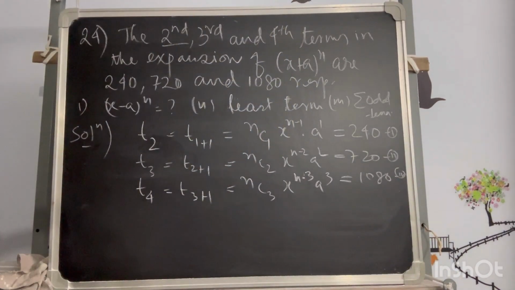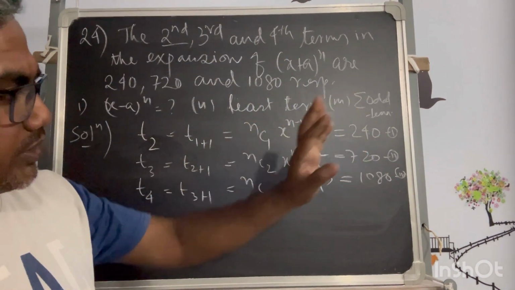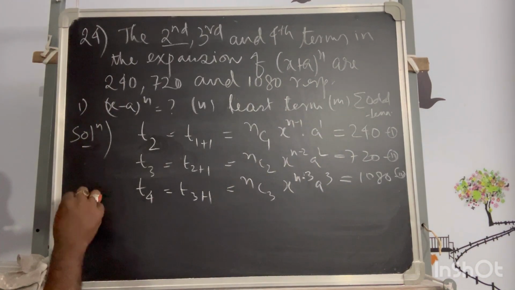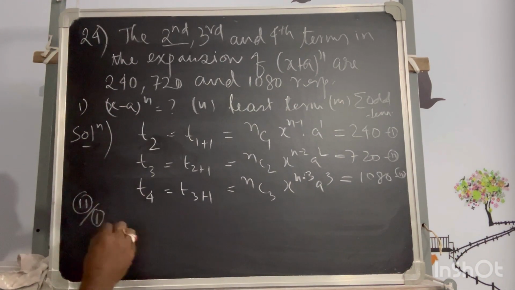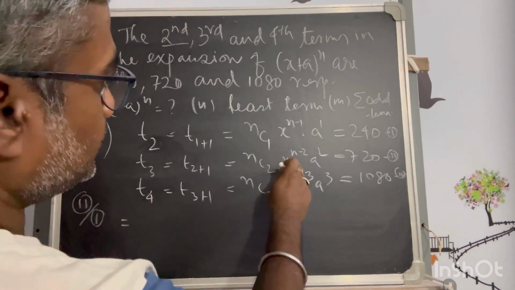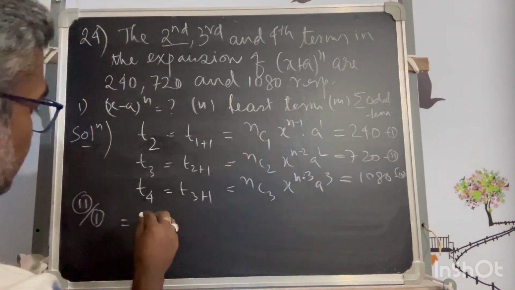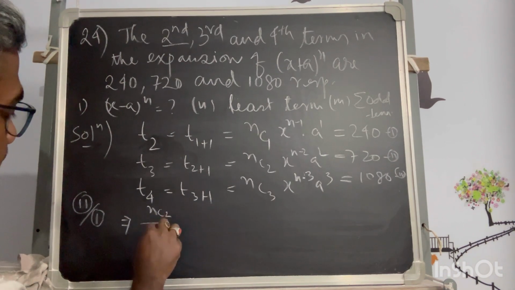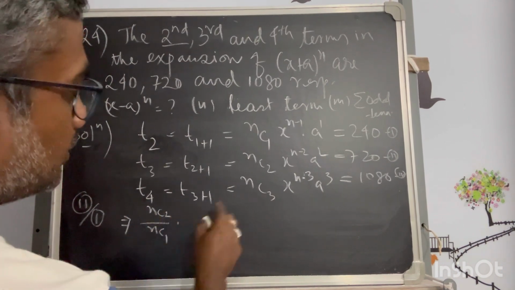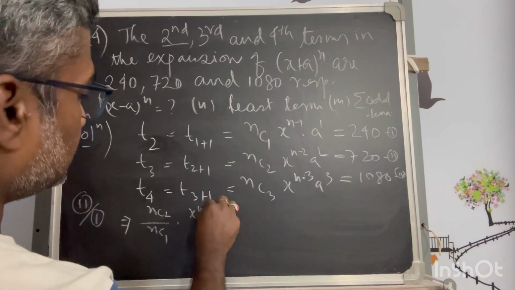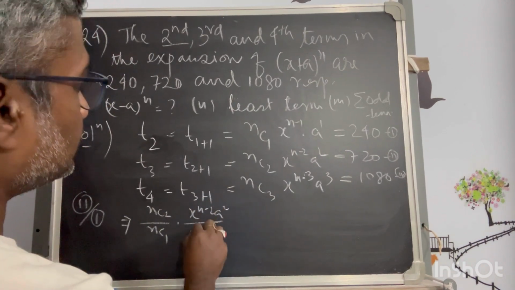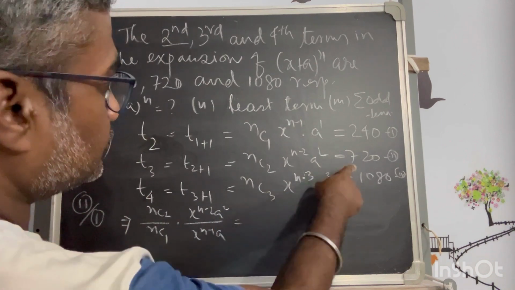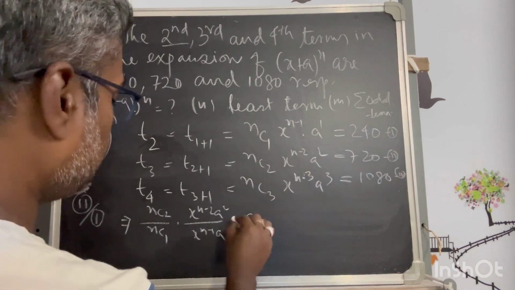Now I have to get a more simplified form out of these. How will you get that? I am doing 2 divided by 1. So if I do 2 divided by 1, this will be nC2 divided by nC1, and this will be x to the power n minus 2 a square over x to the power n minus 1 a. This is equal to 720 by 240, which is equal to 3.